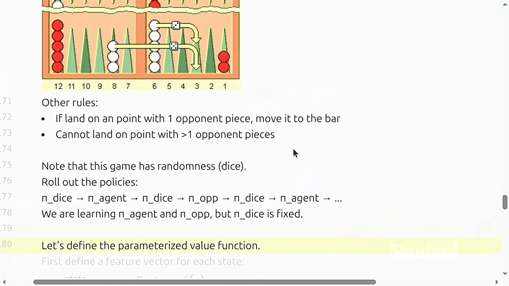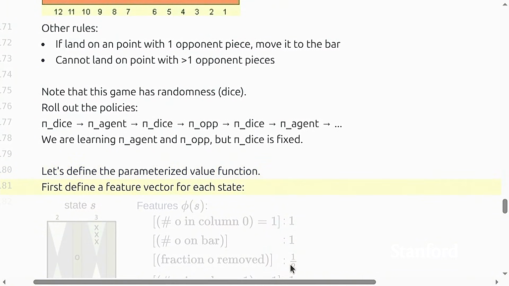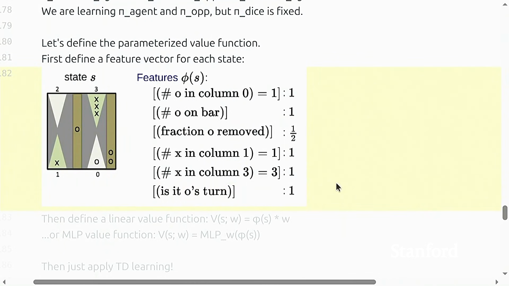So one example of how you could proceed is, if you want to apply TD learning, you have to define how the value function is parameterized. Typically you have a game, it has a game state, and you have to turn it into a vector for machine learning to work. So here is an example of how you define a vector for each state. We did this in the machine learning section of the class. So you have a state, let's say the simplified state.